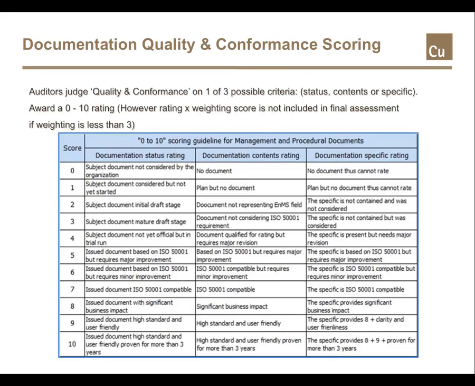The third evaluated area is the quality and conformance of the documentation. Here the auditor uses one of three different rating systems: document status, document contents, or document specific rating. Which rating system is most appropriate must be decided before the audit. Once again, a score will be awarded by multiplying rating by weighting, and where the question has been awarded a weighting of less than 3, the score is not included in the overall assessment.